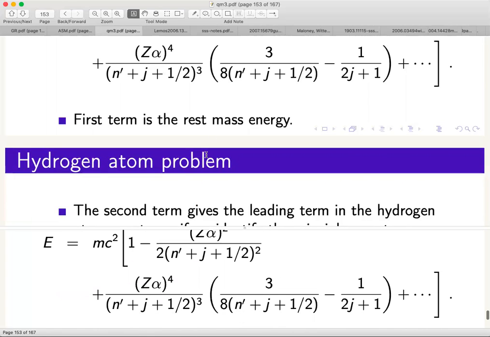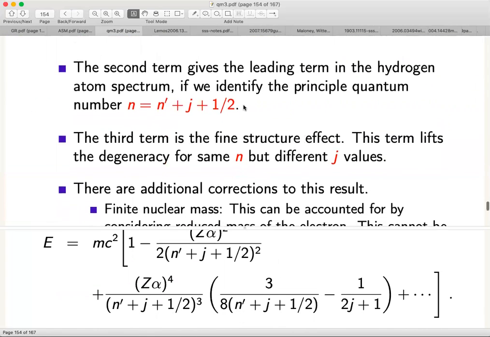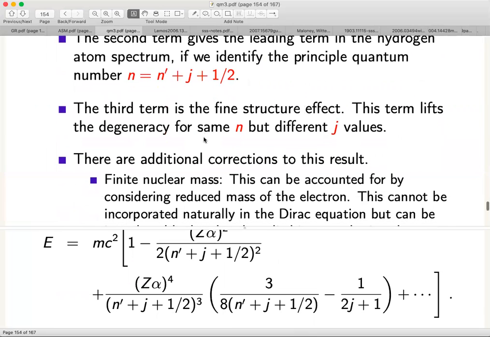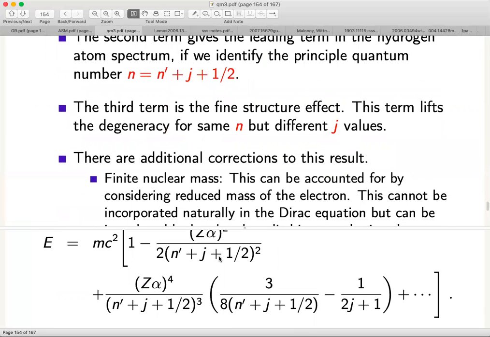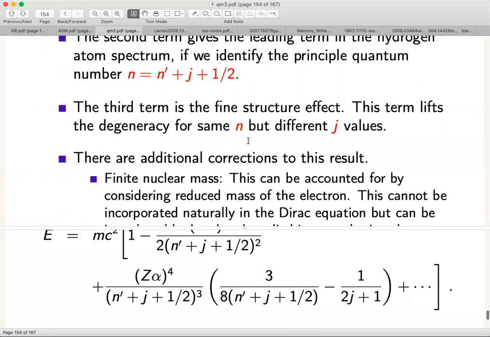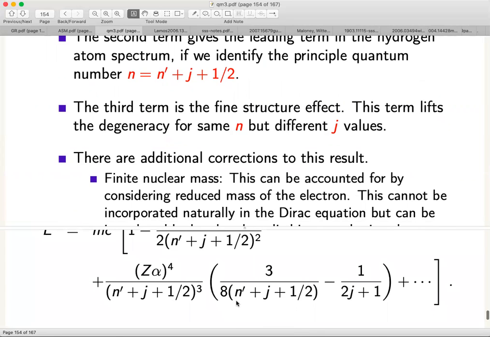So the third term is what is called the fine structure effect. This is a term which lifts the degeneracy for different values of j, but the same value of n. So this is what is called a fine structure correction. Now, this is precisely the term which was responsible for Schrodinger abandoning his relativistic equation.